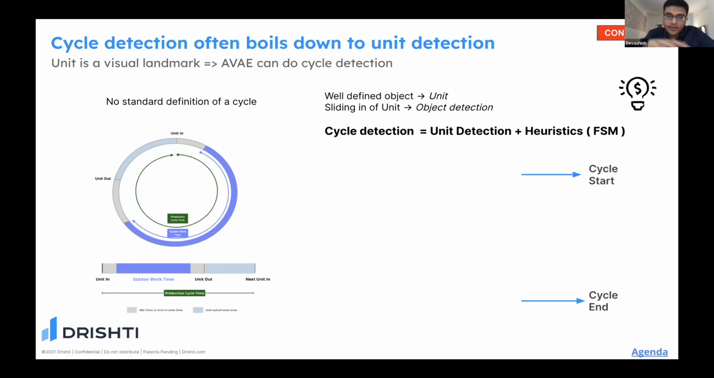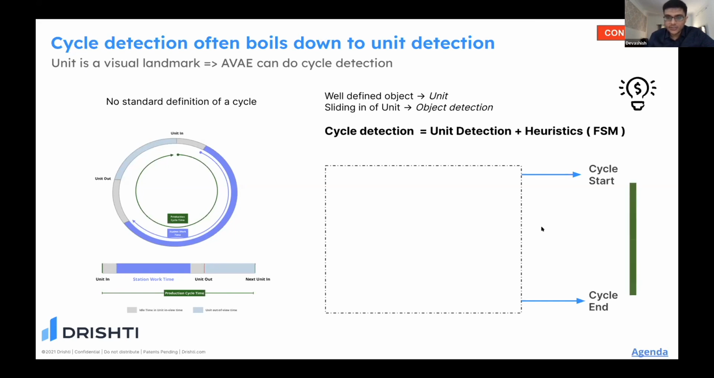As soon as you define a work area on the screen where the work is supposed to happen, as soon as the unit comes in, you start the cycle. As soon as the unit goes out, you end the cycle. So the neural network is still operating at a frame level. At each frame, it detects if the unit is present and where it is present. And then on top of that, you do heuristics or rule engines to define the cycle.